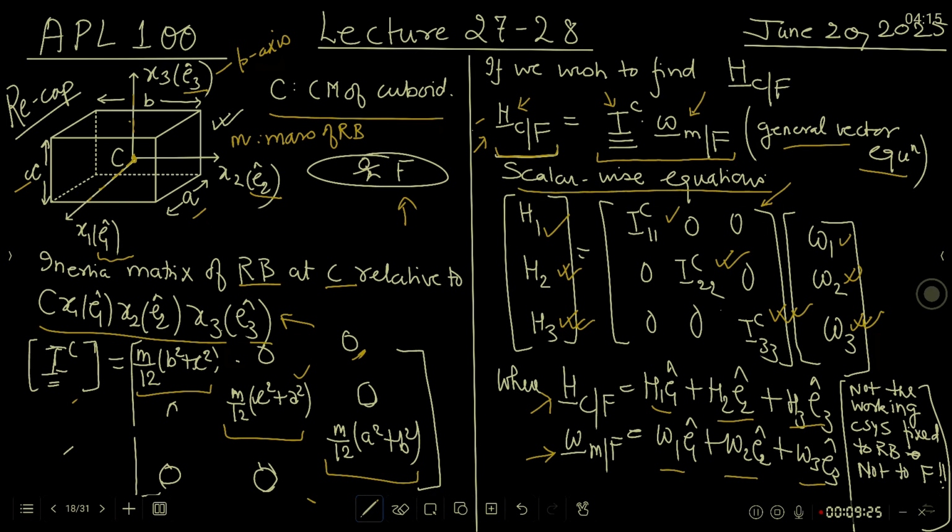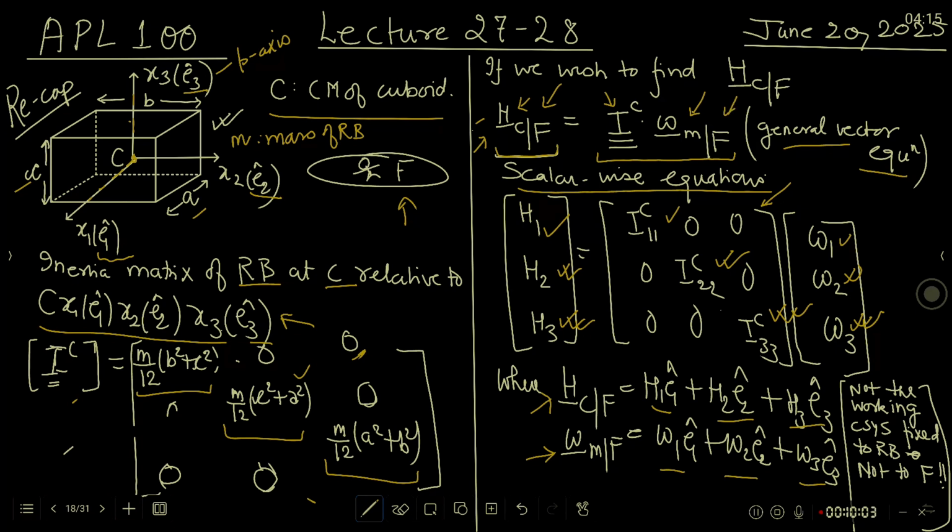This is the reason why I worry about the inertia matrix. It helps me find the angular momentum of the body. Another thing I want to highlight using this slide, which is on display right now, is the working coordinate system. What is meant by the working coordinate system? The working coordinate system is the coordinate system which we are using to express various vectors of interest, like HCF, omega MF, and there may be other vectors also.